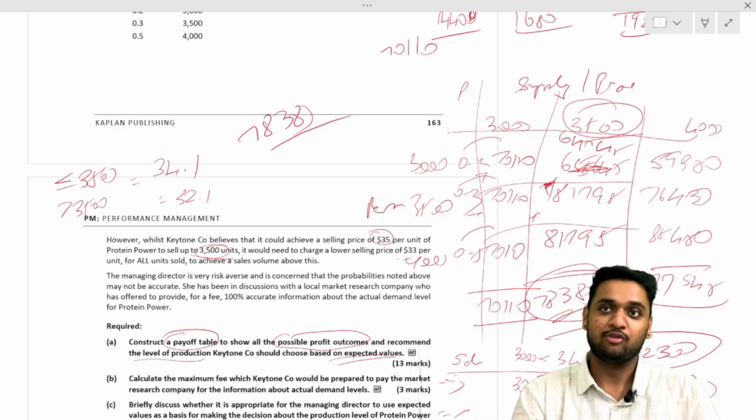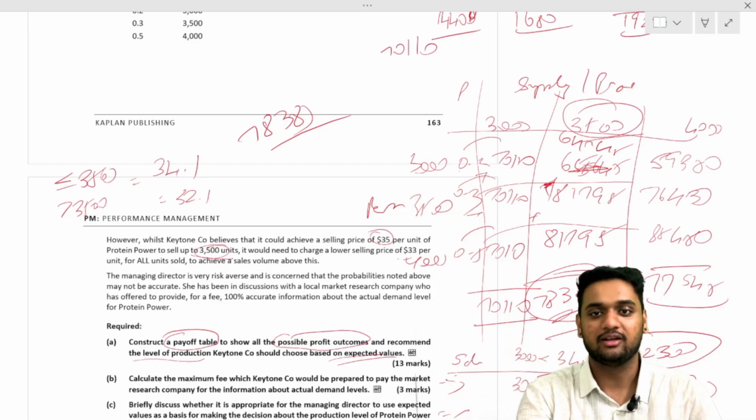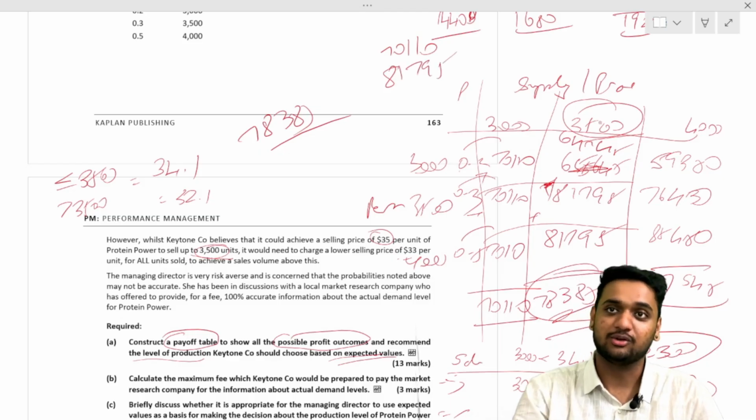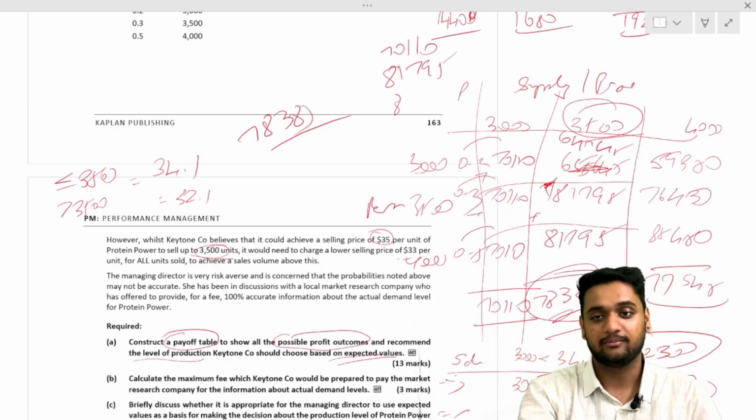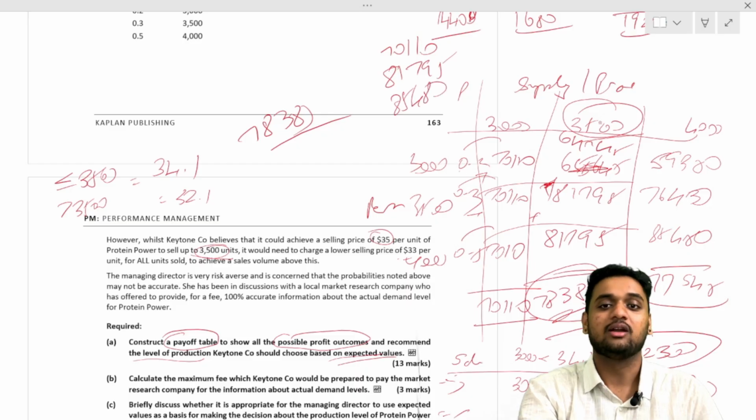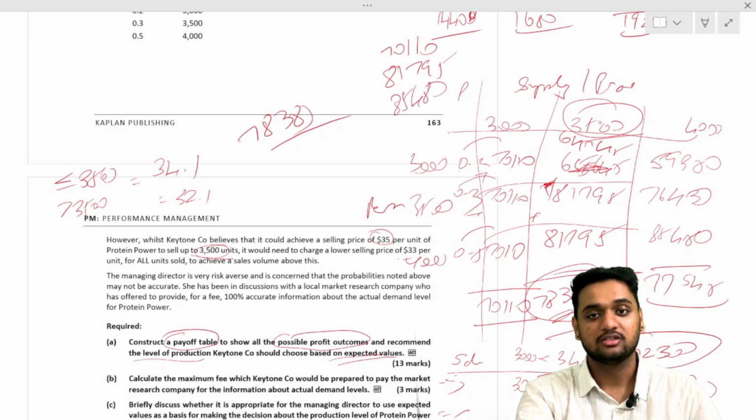If God tells you, and you produce 3,500 units, you will sell 3,500 units. In that, how much will you get? 81,795. If God tells you, and you produce 4,000, you will sell 4,000. How much will you get? 480. What is the expected probability of everything?